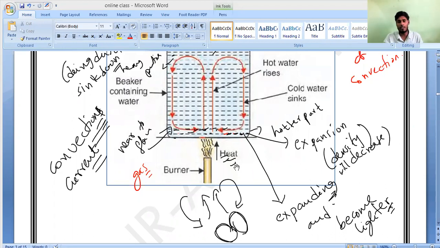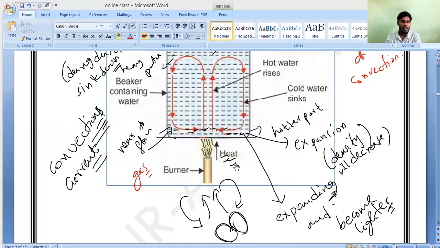So from this we can say that water in a beaker is heated by what? By convection current. That process is called as what? The process is called convection. Understand that the process is called convection.